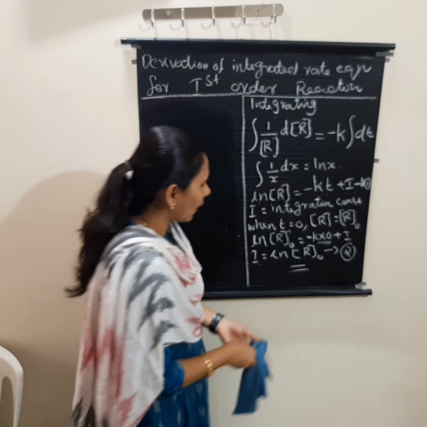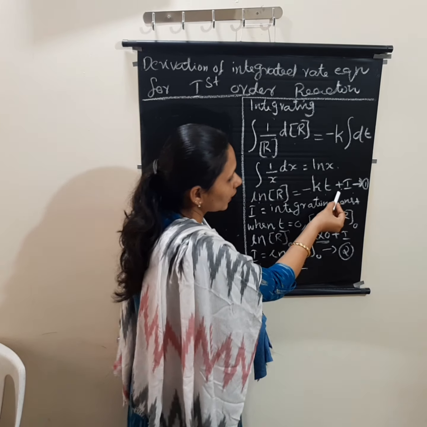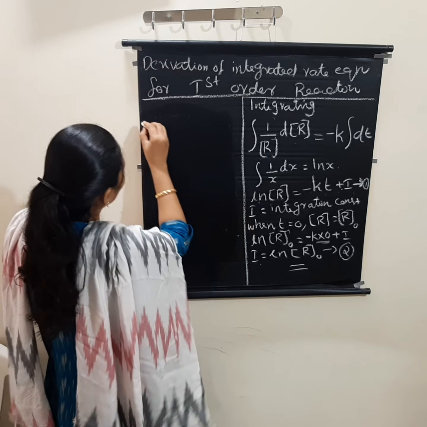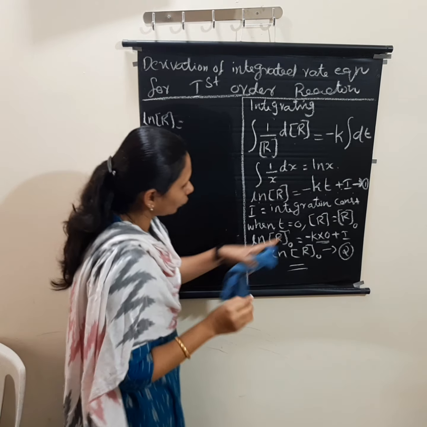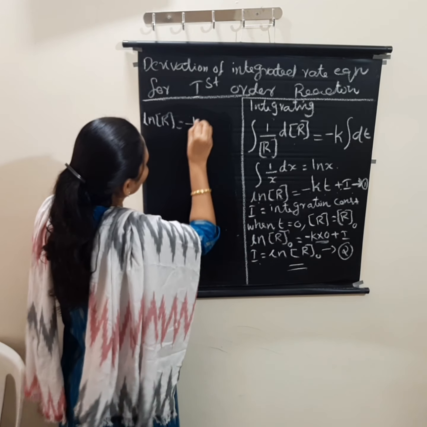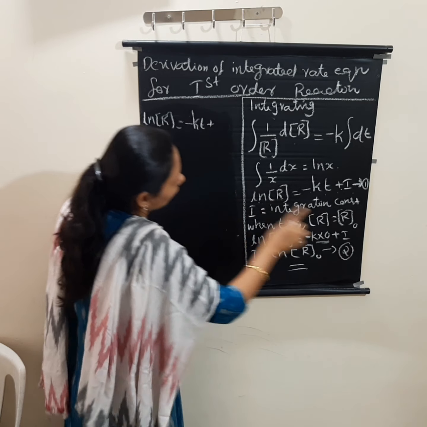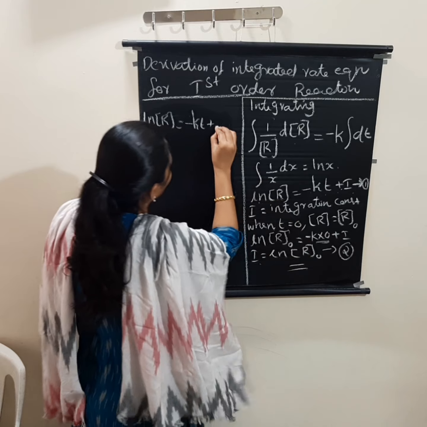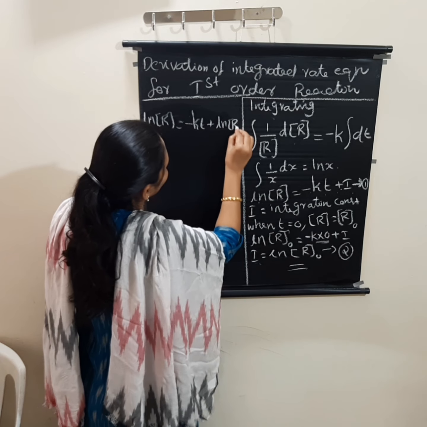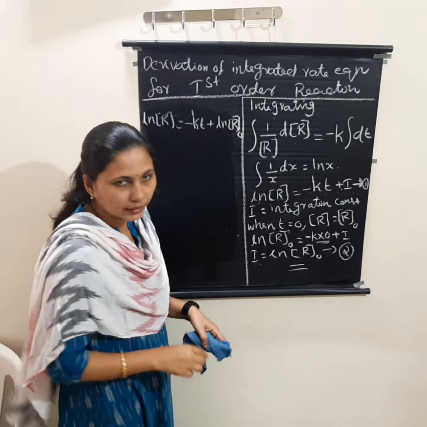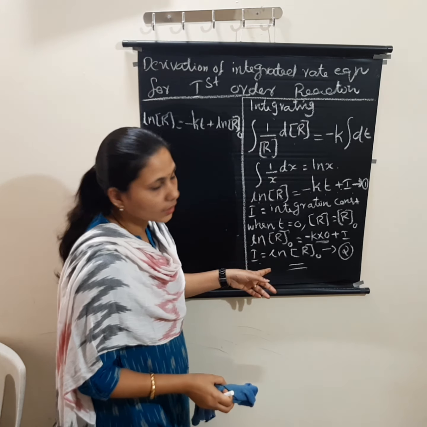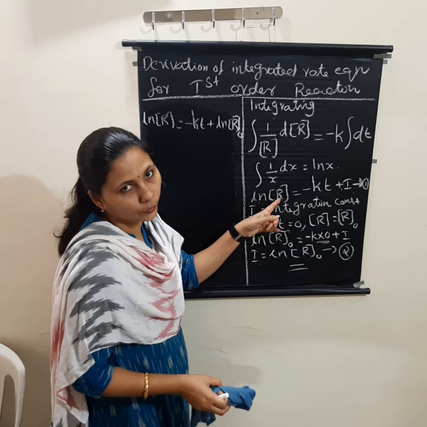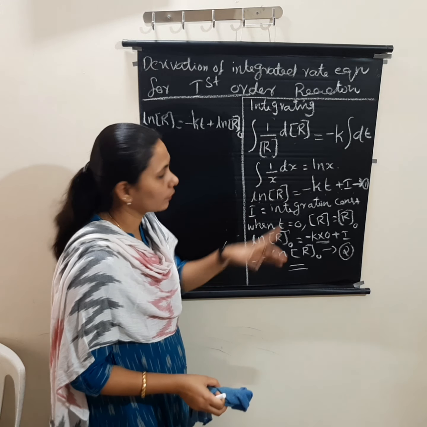Substitute the value of I in equation first. Okay. So we will get ln concentration of R equal to minus Kt plus I, and I equal to ln R0. Clear? We got the I value, the integration constant, and we substitute this value in the first equation. So we got this one.